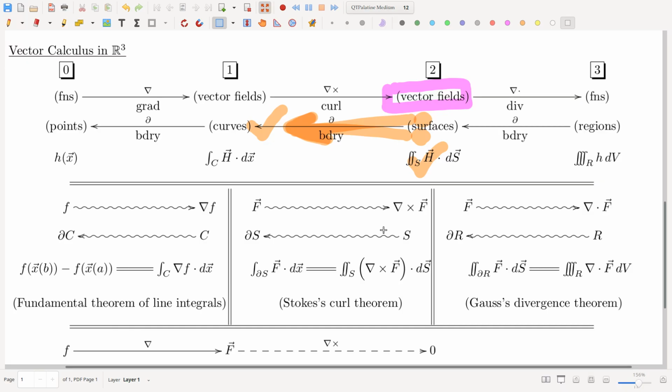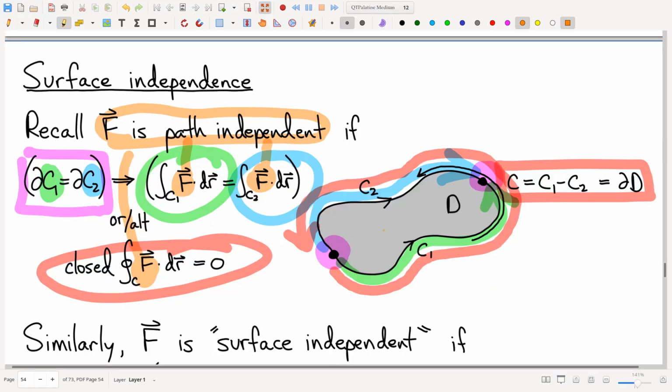What an outrageous suggestion. How could this be possible? Any pair of surfaces? Any pair of surfaces that have the same boundary curve? Get out of town. How's that possible? You realize how many different pairs of surfaces there are that have the same boundary curve? You're telling me all of those pairs of surfaces have to give you the same flux? It seems like a lot to ask. Nevertheless, let's write that down.